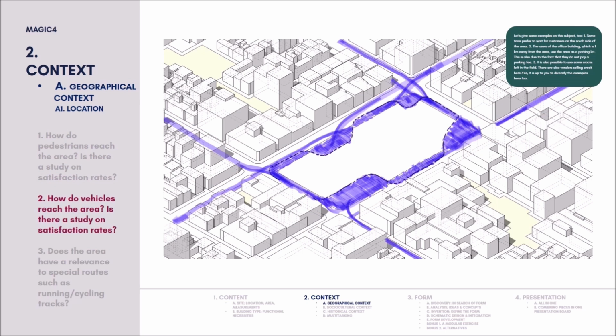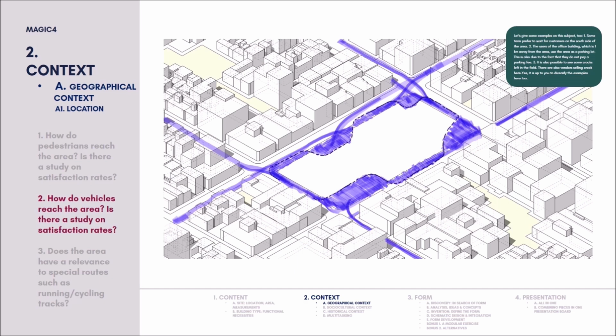A1. Location. Question 2. How do vehicles reach the area? Is there a study on satisfaction rates? Let's give some examples on this subject too. 1. Some taxis prefer to wait for customers on the south side of the area.